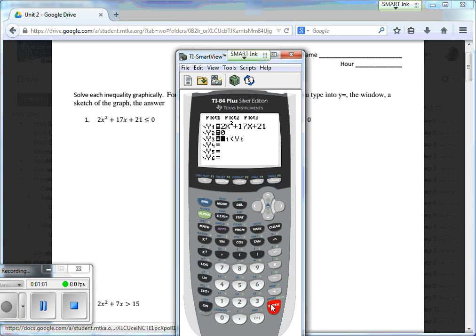Okay, so now I got both parts graphed. And now I've got y1 is less than y2. That's not exactly right, is it? What do we want for this problem? Less than or equal to. Okay, so everybody get to y1 and then get to that spot right there. And I'll show you where it is in catalog.